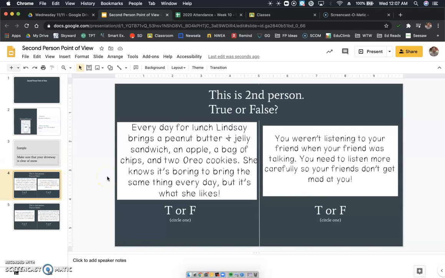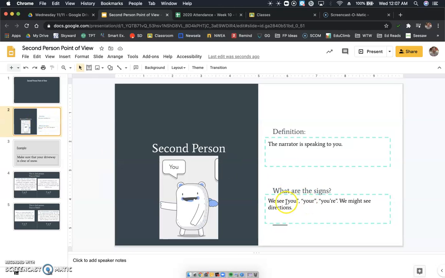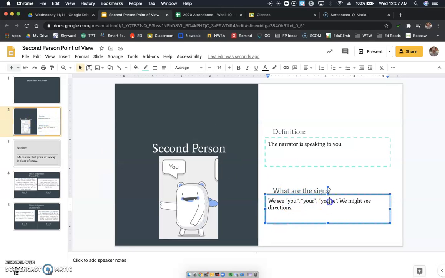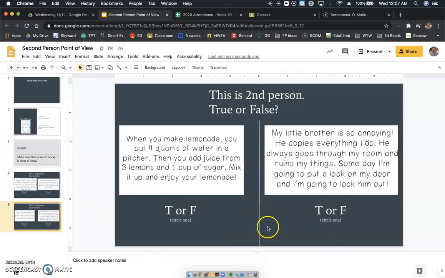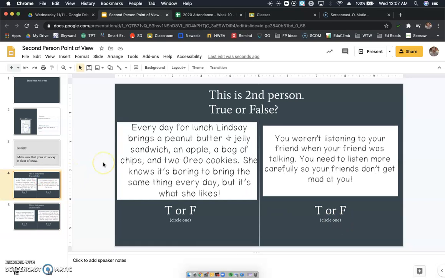Now, for the practice today, here is what you are going to do. You are going to read these short stories, like we did yesterday, but you're not going to highlight or circle the pronouns like you did yesterday. You're going to tell me whether it is true or false that this is a second person story. Remember, we're looking for things like "you," "your," "you are," and maybe some directions. I'm going to do the first two for you. I want you to do the last two on your own. So, here we go. Number one.